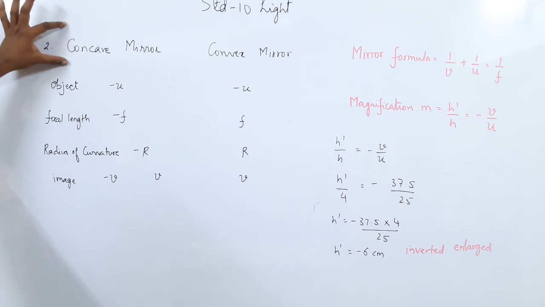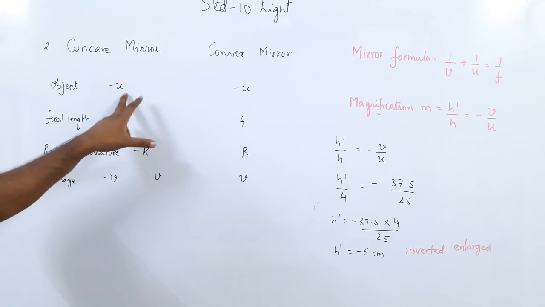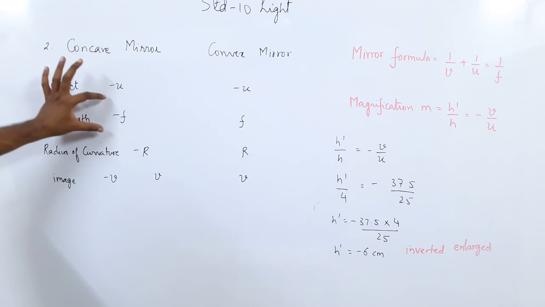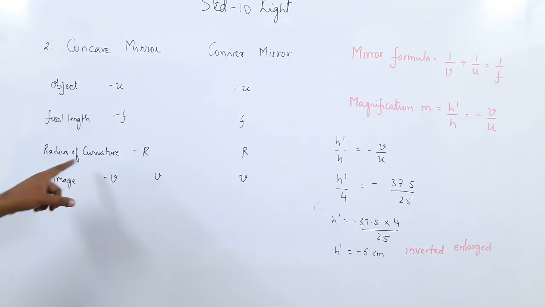So if it is given a concave mirror, the object is always taken on the left side. Whether concave or convex, the object is always put on the left side, negative. Now for a concave mirror, the focal length is negative. For a convex mirror, the focal length is positive.